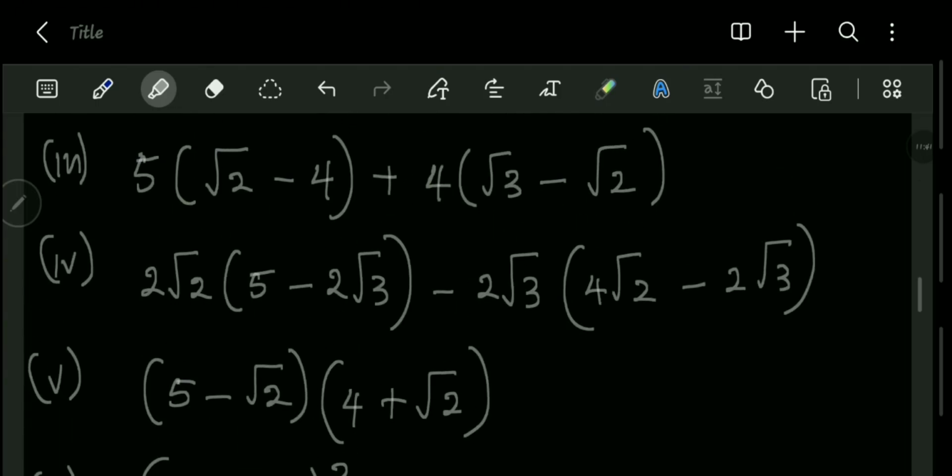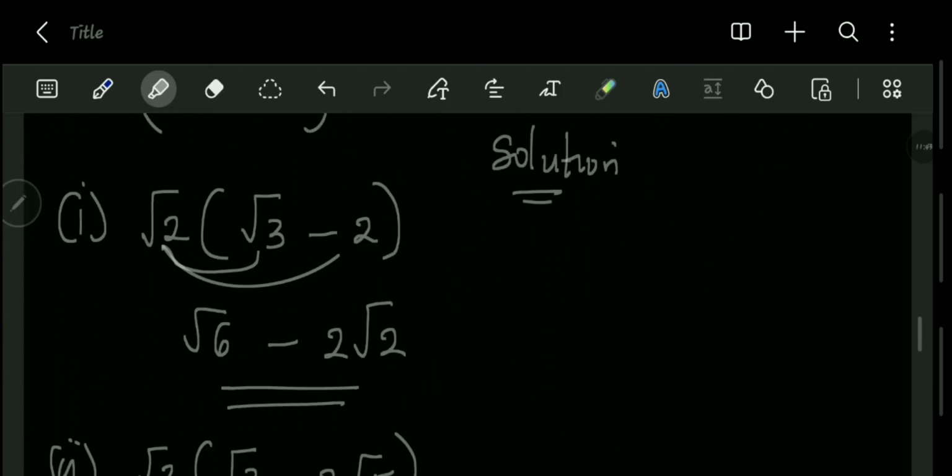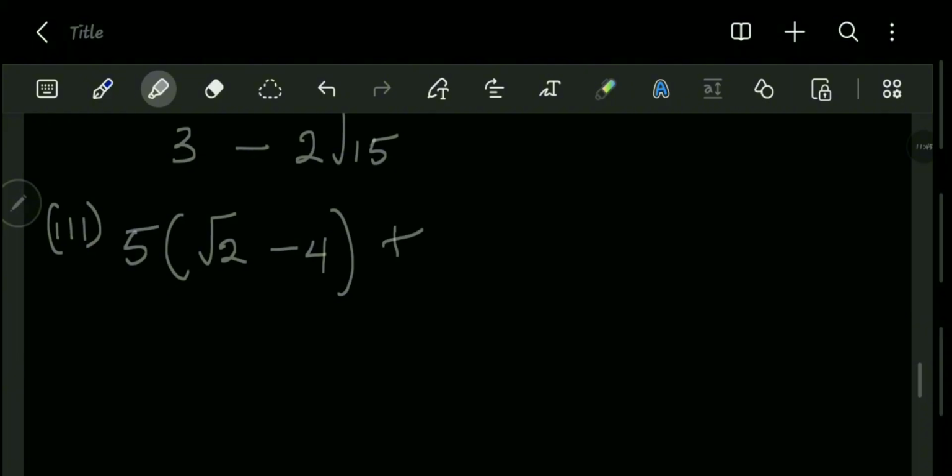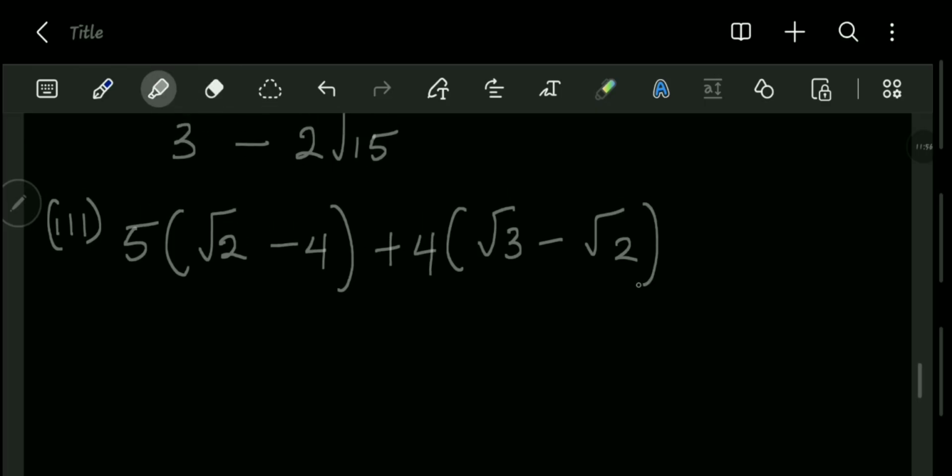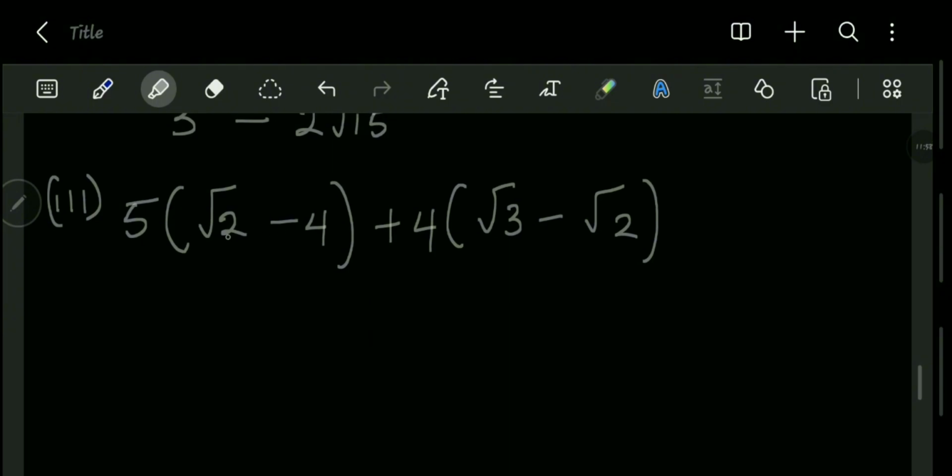Plus 4 into root 3 minus root 2, plus 4 into root 3 minus root 2, right? So this is what we are told to expand. And expanding this, I'm going to use what's close to this bracket to expand this, and what's close to this to expand this one. So I'm using 5 here to multiply this, and 5 here to multiply this. Then I'm using 4 to multiply this one, and I'm using 4 to multiply the other guy.